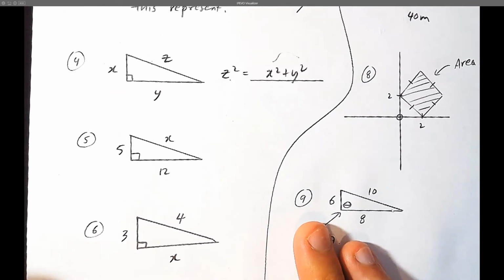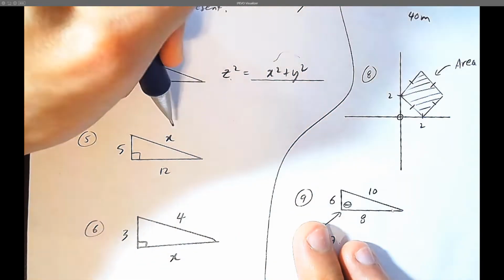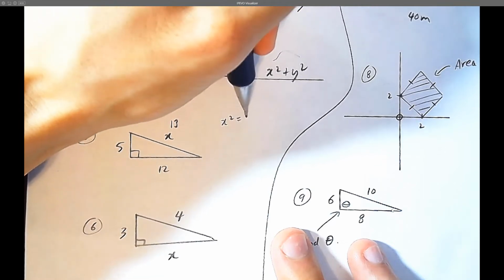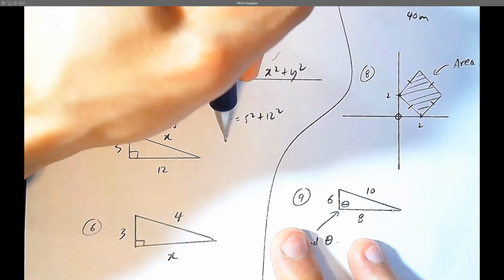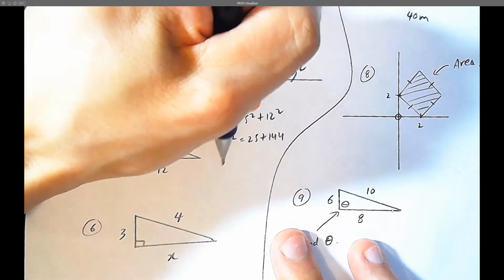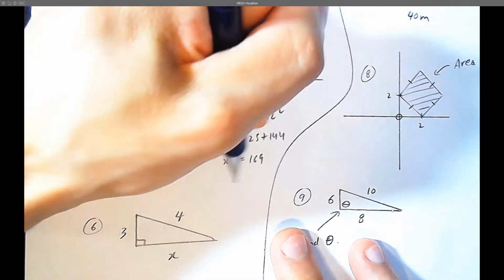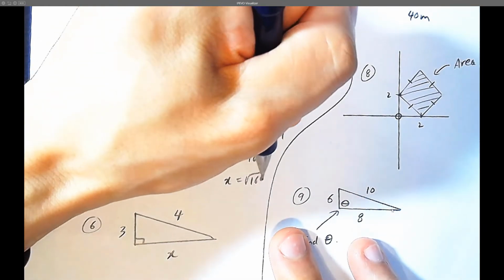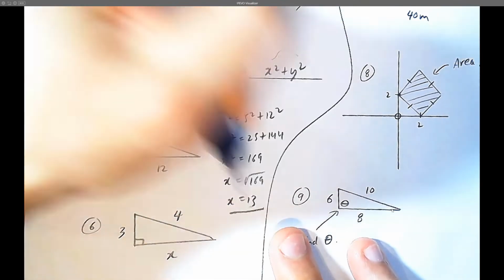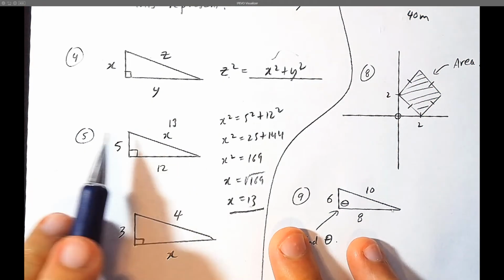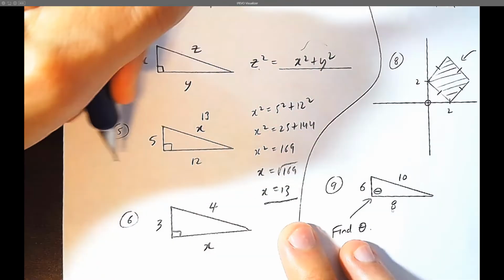Number 5, it's good to memorize 5, 12, 13. But if you want to work it out, we can say X squared equals 5 squared plus 12 squared. X squared equals 25 plus 144. X squared equals 169. When you square root both sides, X equals the square root of 169, which is 13. So you can work out algebra step by step at your own pace, but 5, 12, 13 is a Pythagorean triple. It's good to memorize.